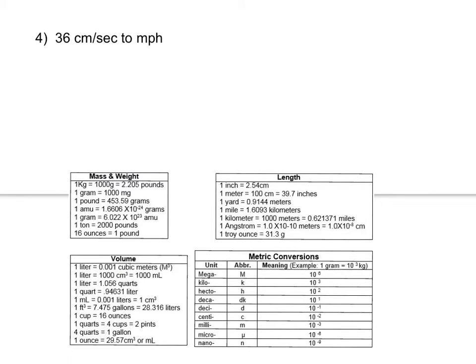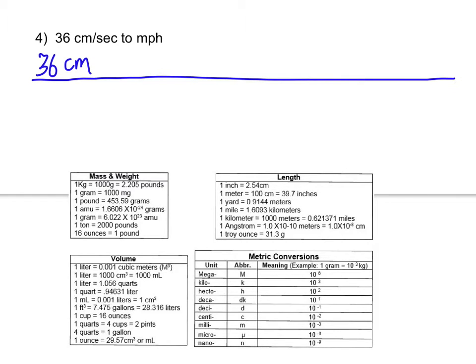First example here is 36 centimeters per second, and we are converting that into miles per hour. So the first thing I'm going to do is write out what I know, which would be 36 centimeters. Now I'm going to draw my line. When I have centimeters per second, I want to include second down here on the bottom, centimeters per second. And I'm going to miles per hour.